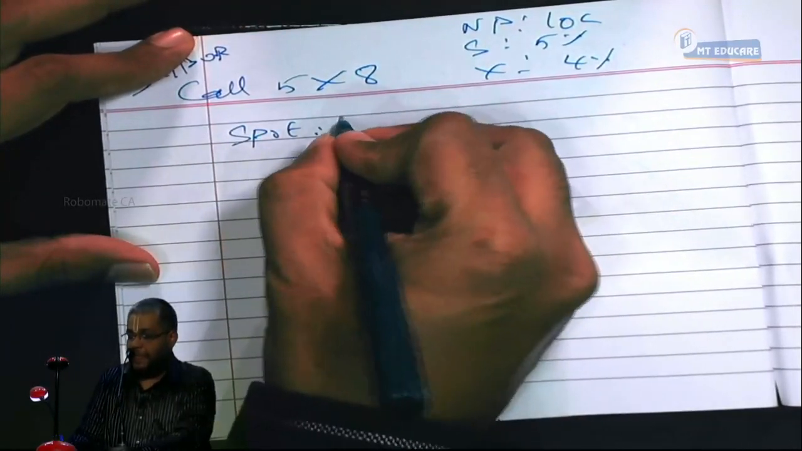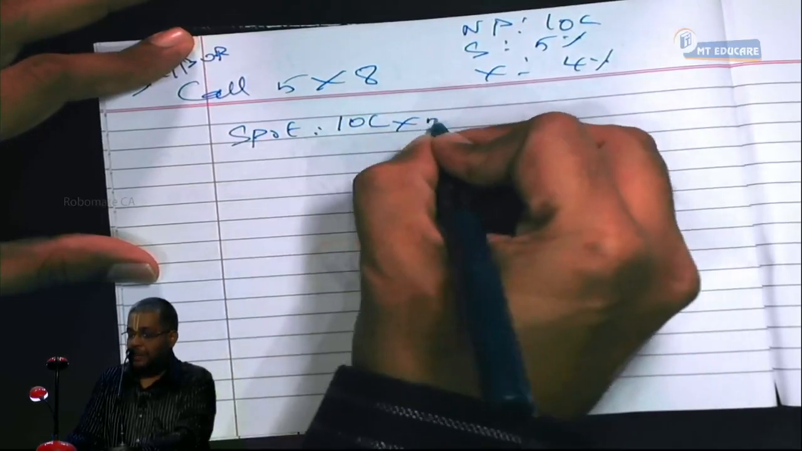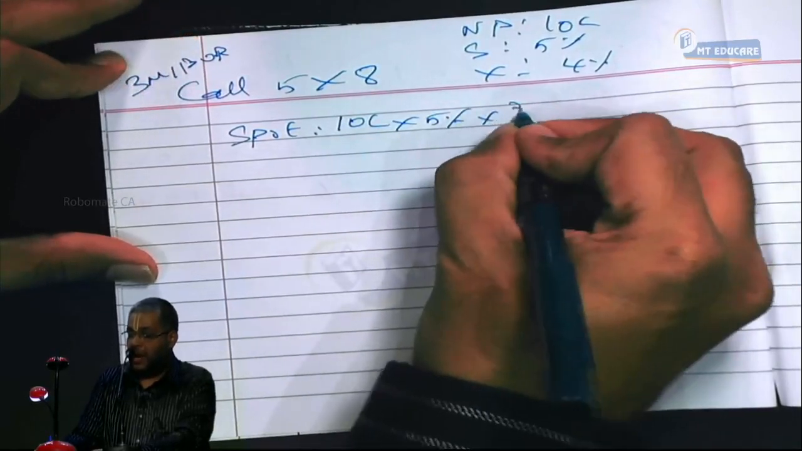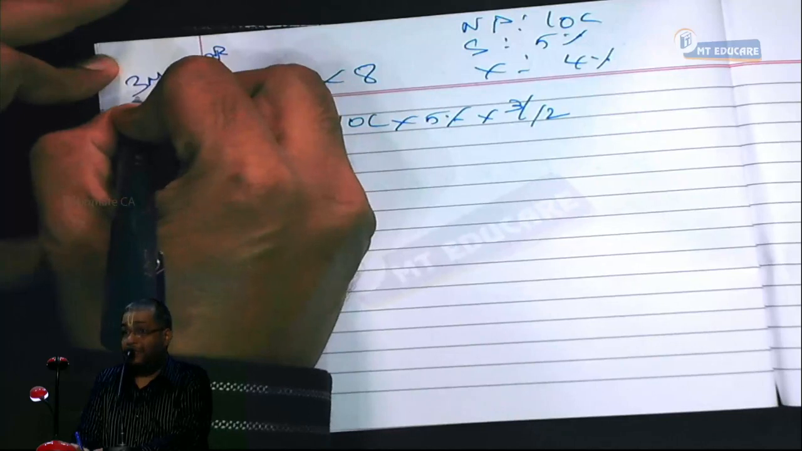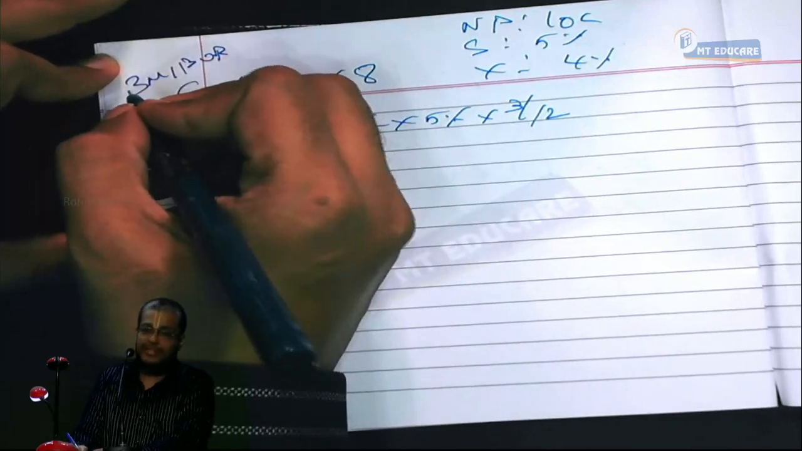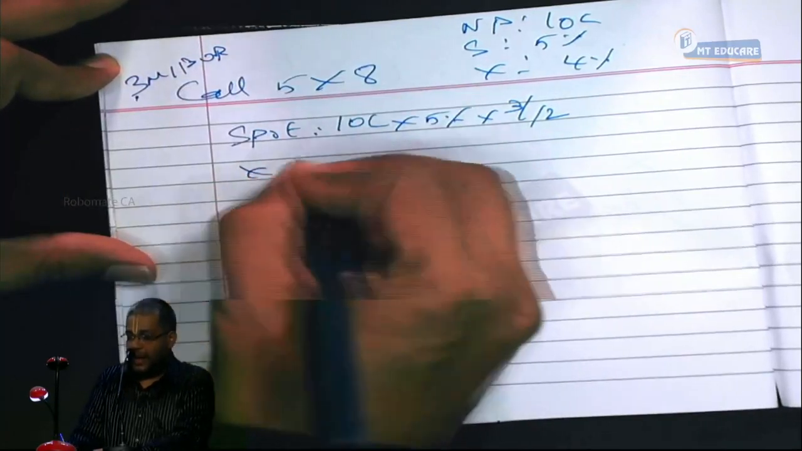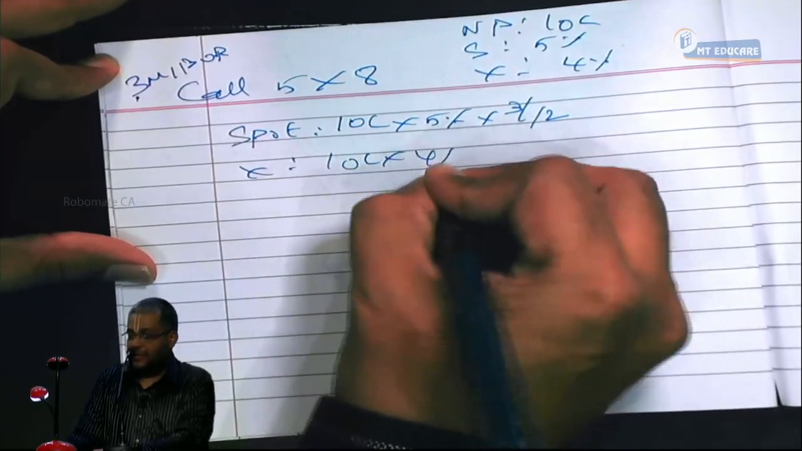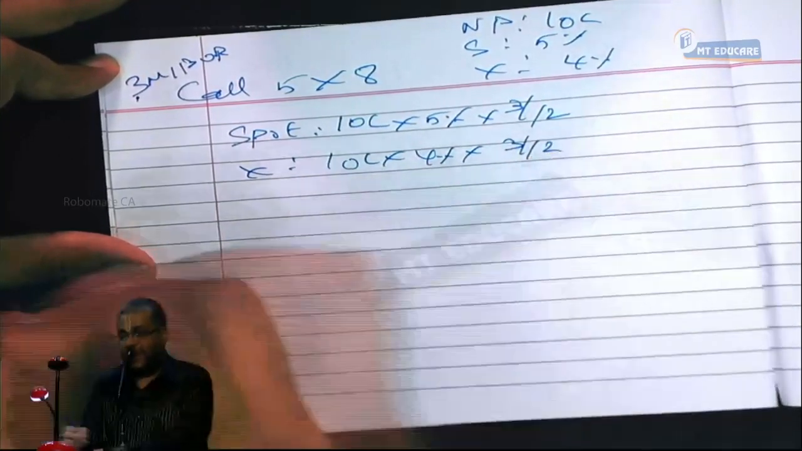What is the spot price? 10 lakhs into how much percent? 5% into what? 3 by 12. Why 3 by 12? 3 months MIBOR. Yes or no? What is the strike price? 10 lakhs into 4% into 3 by 12.